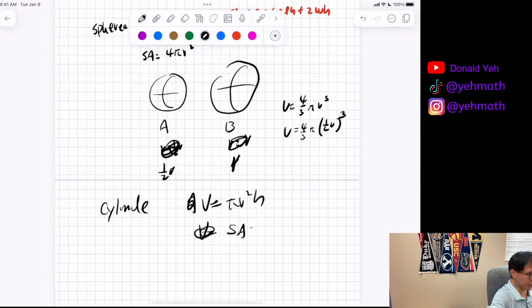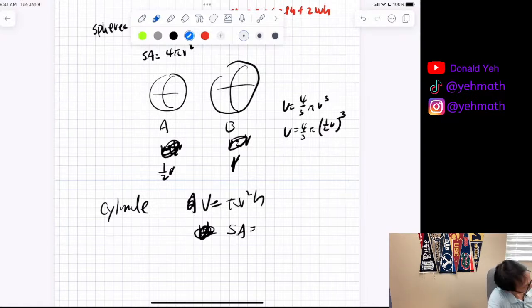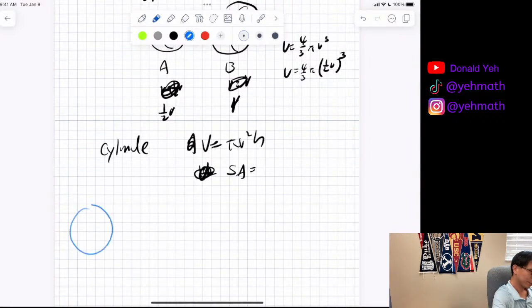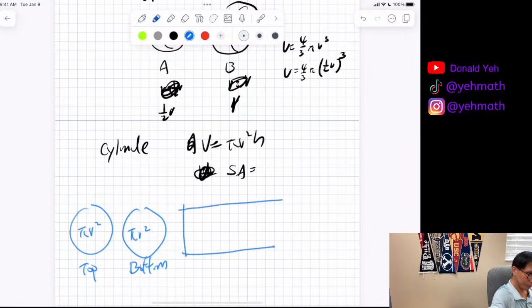And surface area is what? Well, this is kind of tricky now. It's 2 times the area of a circle, and then plus h times... what? H times r? No, not h times r. H times the circumference, I think.